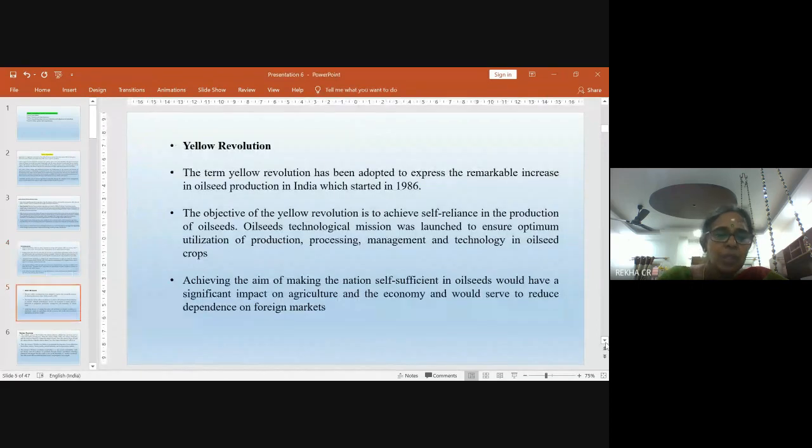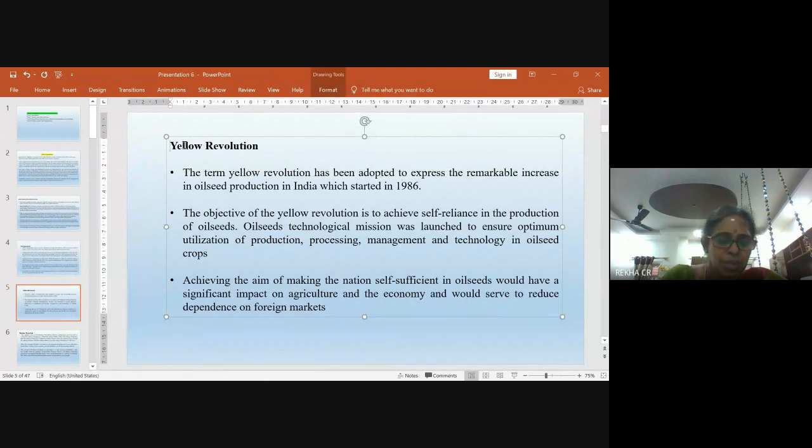So next one was the Yellow Revolution. So the Green Revolution is related to agriculture. The White Revolution is milk, and the Yellow Revolution is for oilseed production. So the increase in oilseed production in India started in 1986.